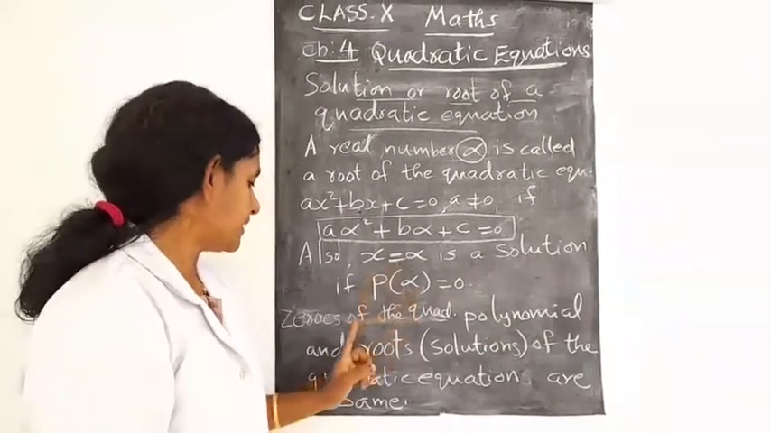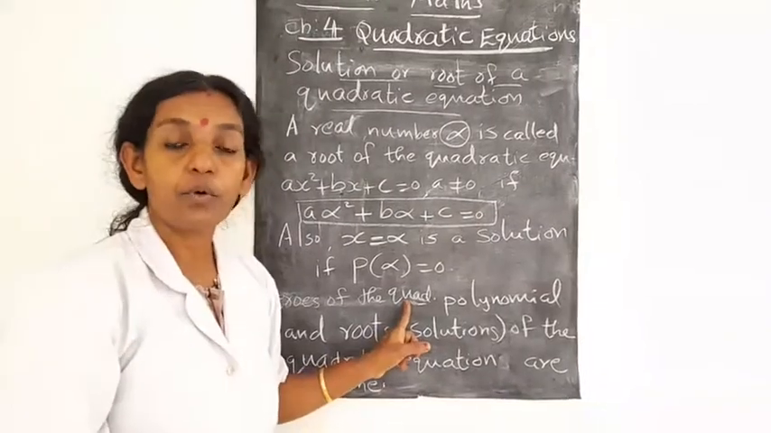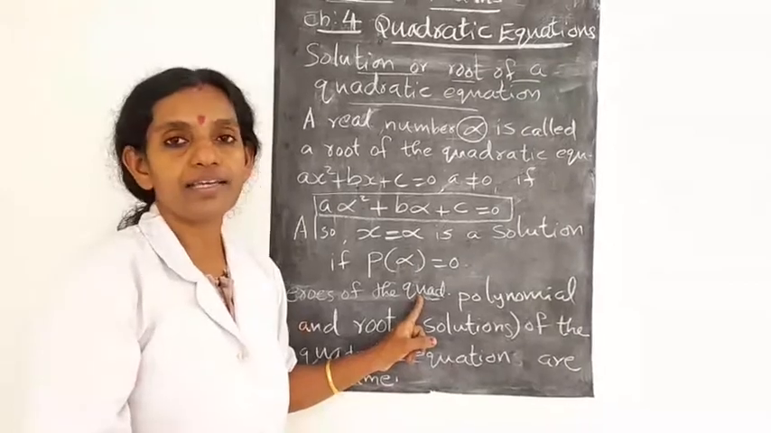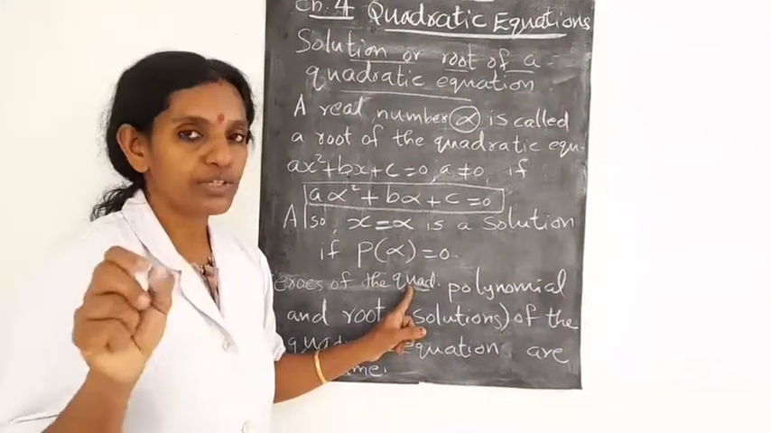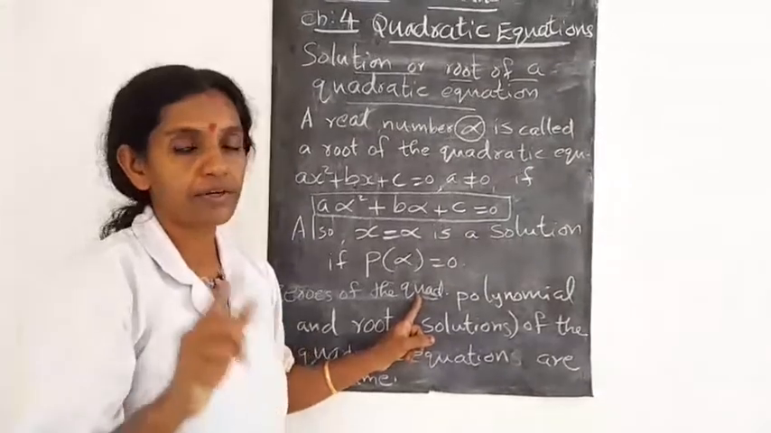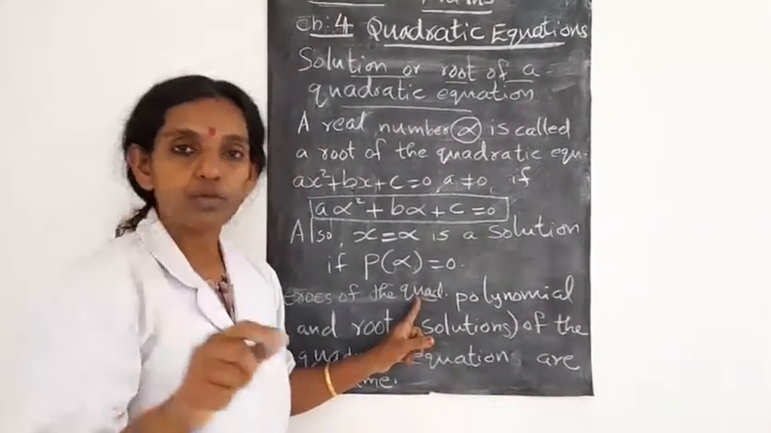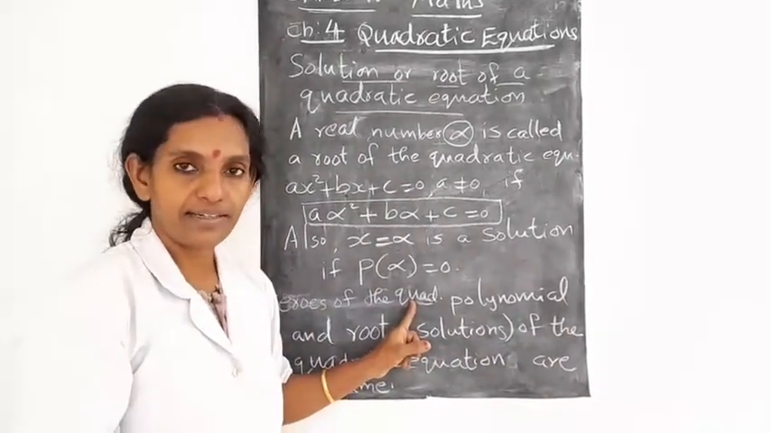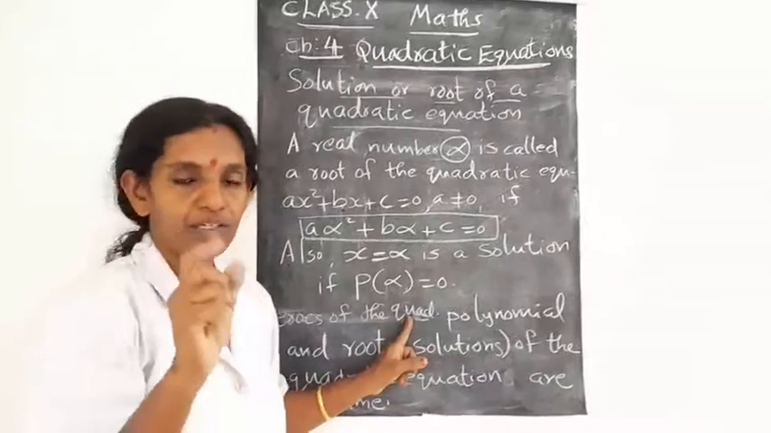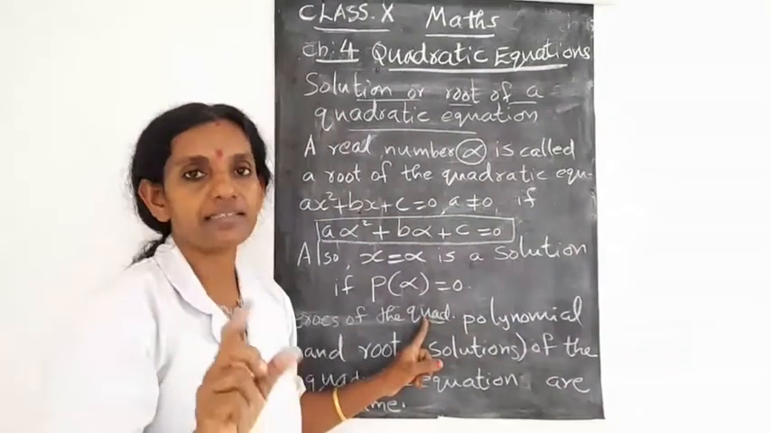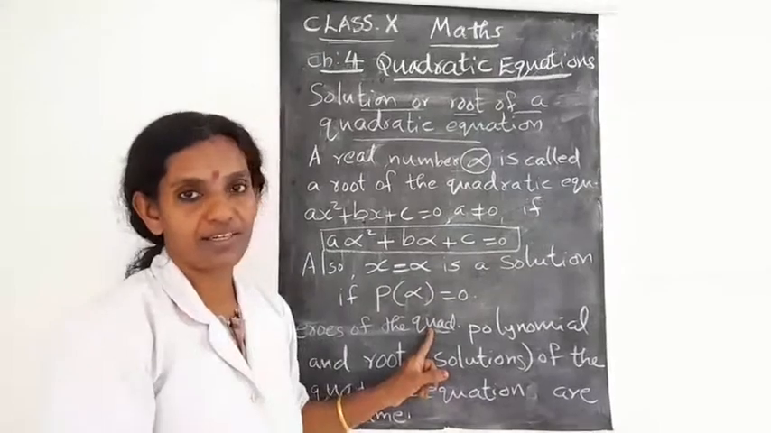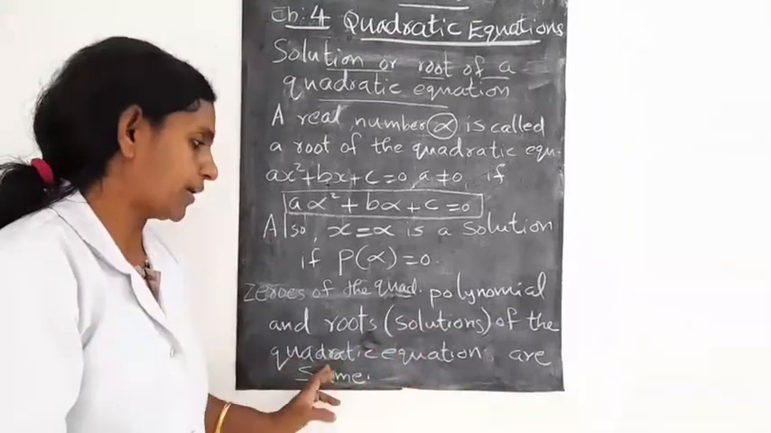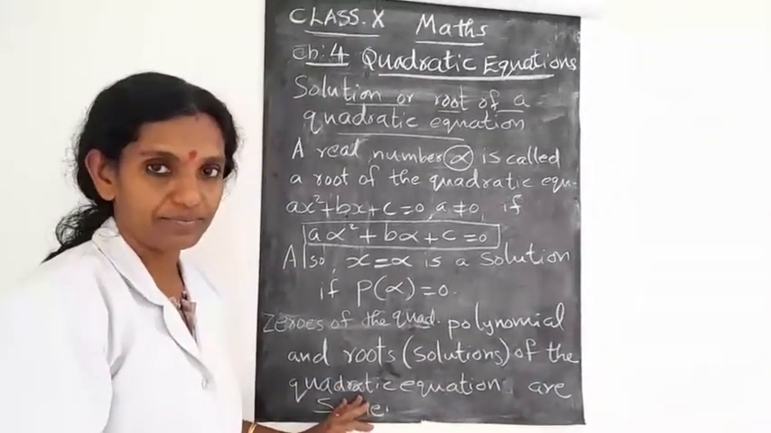Next, you remember the polynomials you have studied. Zeros of the quadratic polynomial and solutions of the quadratic equation are same. Roots or solutions both are same. Roots of the quadratic equation are same as solutions of the quadratic equation, and also the zeros of the quadratic polynomial that you have studied in the polynomials chapter. That is written here: zeros of the quadratic polynomial and roots or solutions of the quadratic equation are same.